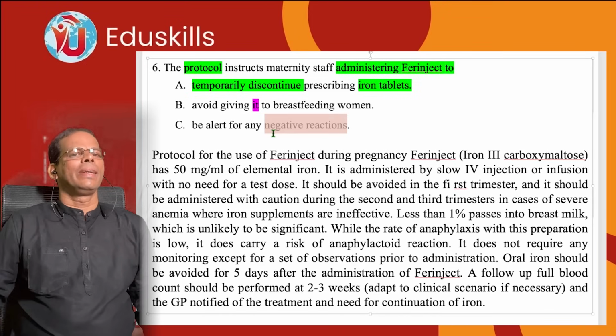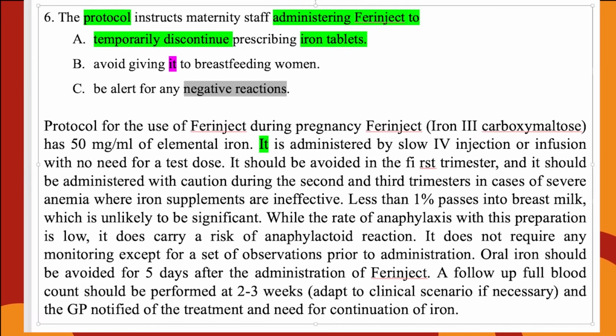Ferinject during pregnancy. It is administered. What does it refer to? Injection. So it is administered to whom? Breastfeeding woman? No. First trimester? No. Protocol for the use of Ferinject during pregnancy. Ferinject has to be given during pregnancy, right? Yes, Father. So it is administered by slow injection.